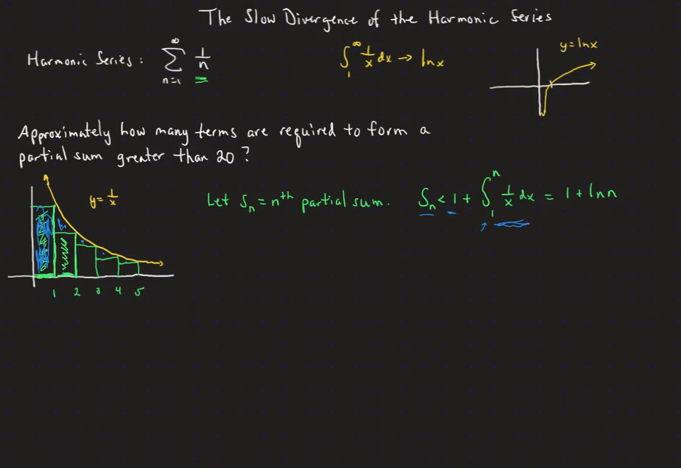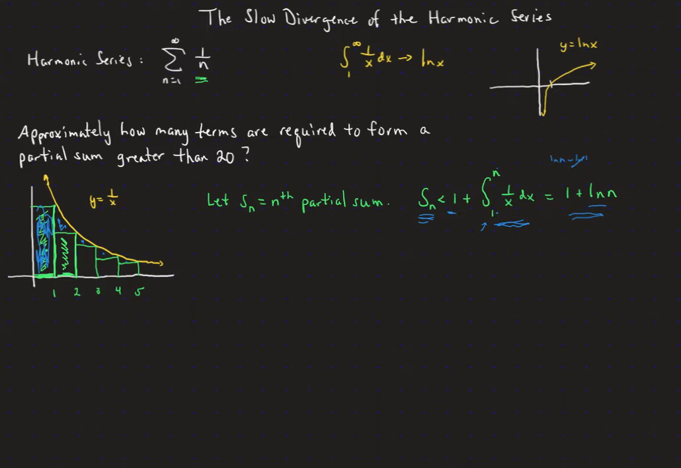But we can then use that, since we know the integral of 1 over x is the natural log, and if we're going from 1 to n, that's the natural log of n minus the natural log of 1, and since the natural log of 1 is 0, that would just be the natural log of n. So we can use this as an approximation to our nth partial sum. And we know it's a bit of an overestimate, but that's okay. We're just trying to get an approximation.